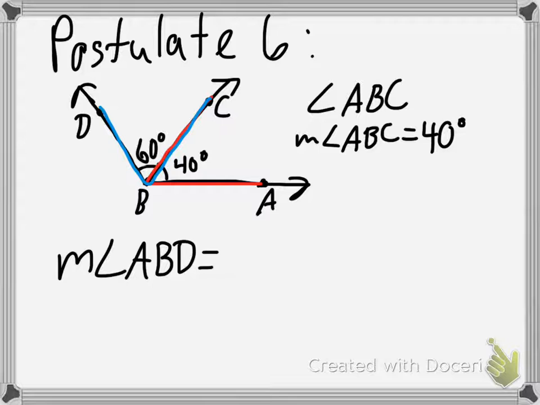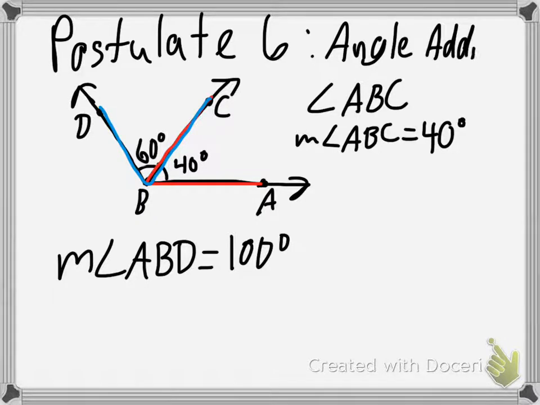Okay. So after looking at this, I'm hoping you came up with 100. Where did we get 100? Well, it's kind of like the segment addition postulate. This is called angle addition. So postulate 6 is angle addition. We have two angles that are side by side. If we put them together into one big angle, all we have to do is add the two smaller angles.